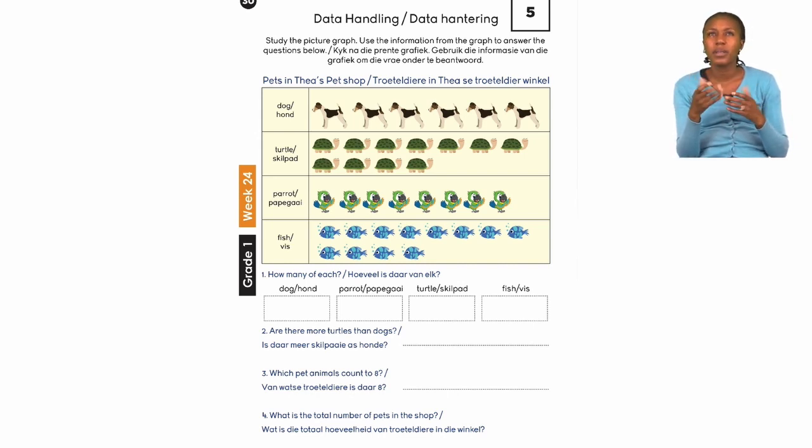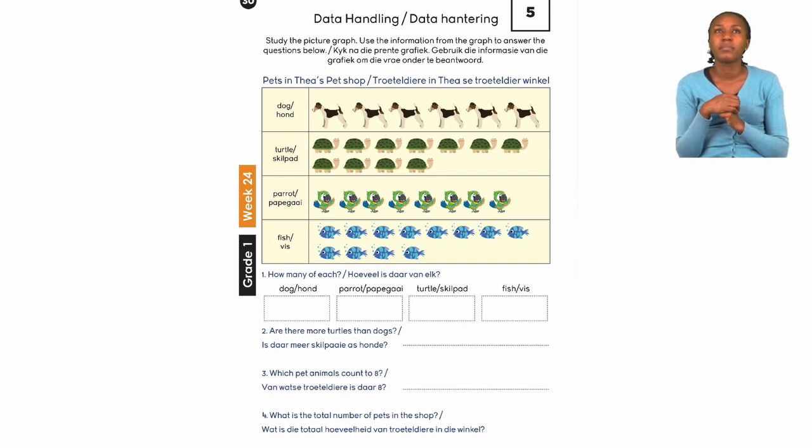Now, let's have a look at the questions. Number 1, how many of each? So, how many animals are there? How many dogs? How many parrots? How many turtles? And how much fish?